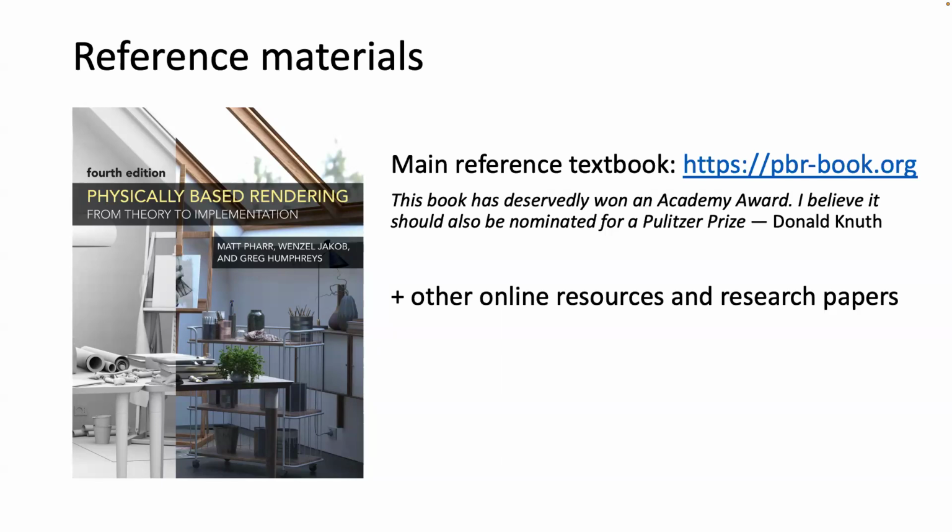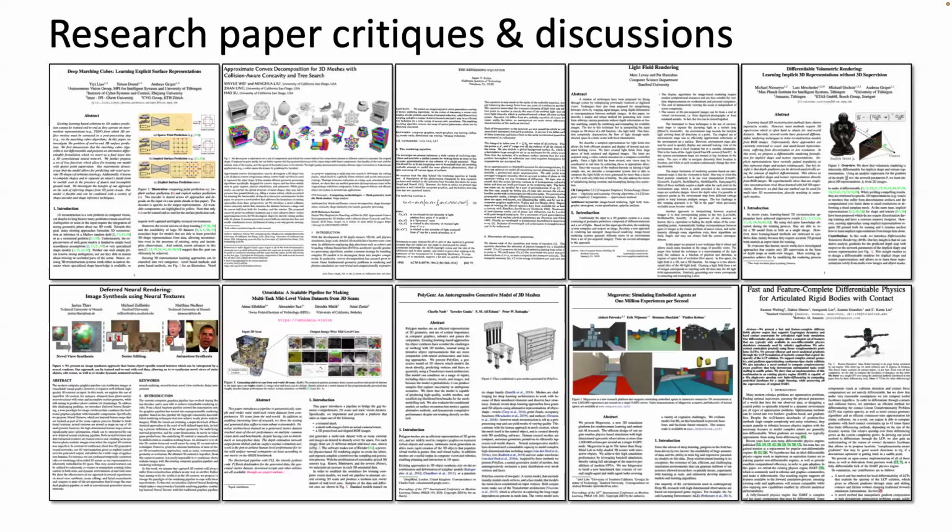The quote that you see there is from a well-known computer scientist, Donald Knuth, saying that he believes that the book is deserving of this Academy Award, and he thinks that it should be even more recognized because it's so well written. So this is the book that we'll depend on. But as I mentioned, for a large part of the class, for most of the latter half, we'll really be looking at research papers. And here you see some screenshots from a set of papers in the most recent version of the class that we'll look at together, read through, summarize, and then discuss.